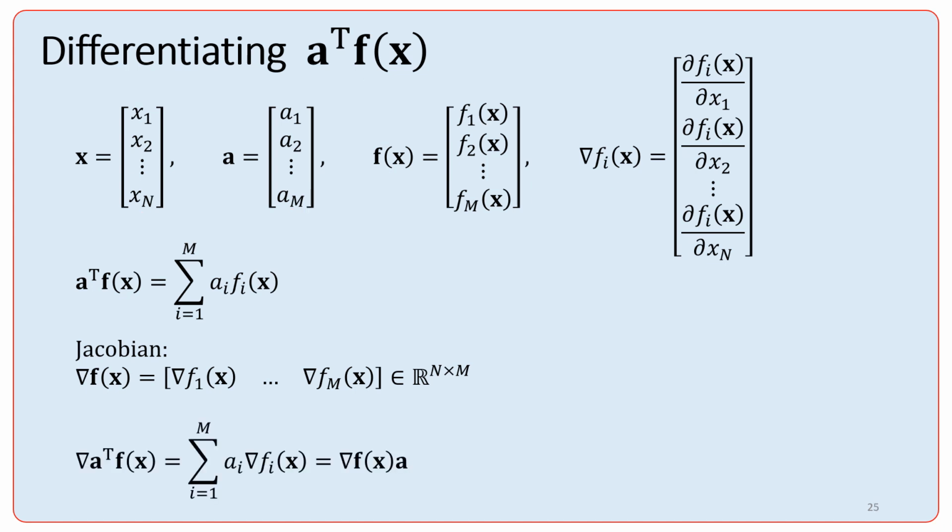The derivative of A transpose f, del A transpose f with respect to x, that's implicit, is equal to the summation, i equals 1 through m, of ai del fi of x, where each del fi is a gradient, and that is the Jacobian del f of x times the vector A. So what we just saw is that the derivative of A transpose f of x is equal to the Jacobian times A, which is del f of x times A.